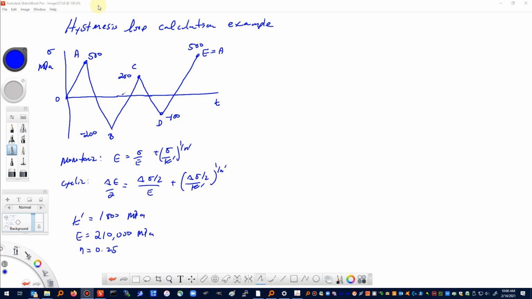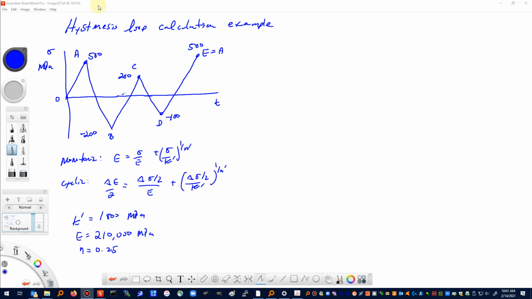We have a time history that I've shown here. It goes up to 500, down to minus 200, up to plus 200, back down to minus 100, and up to 500 megapascals. The exact time unit for us is not important. We're going to be assuming rate independent plasticity behavior and so forth.